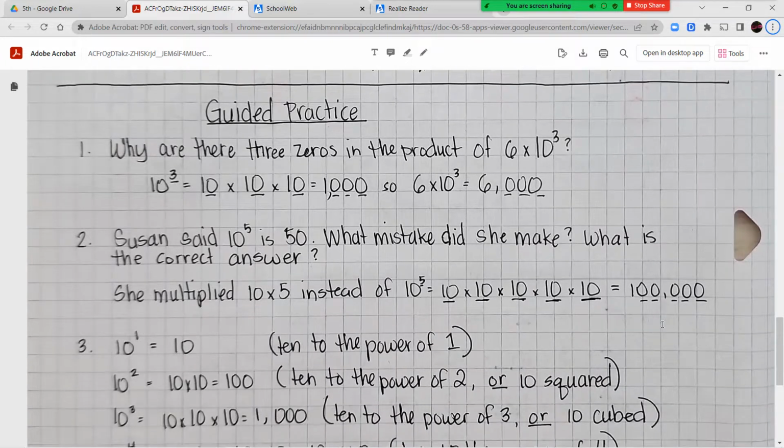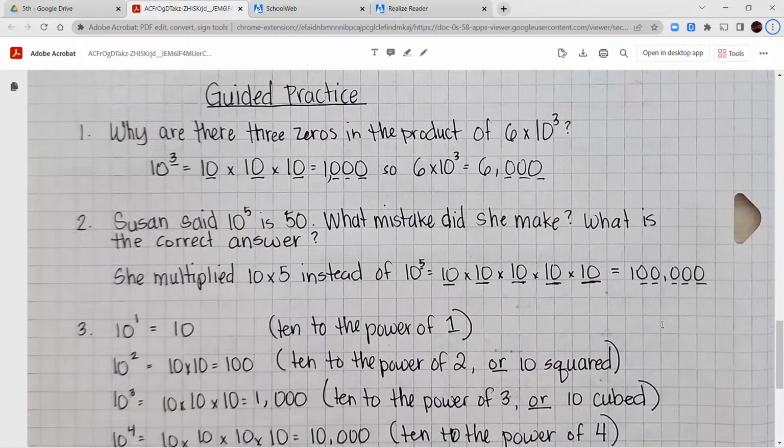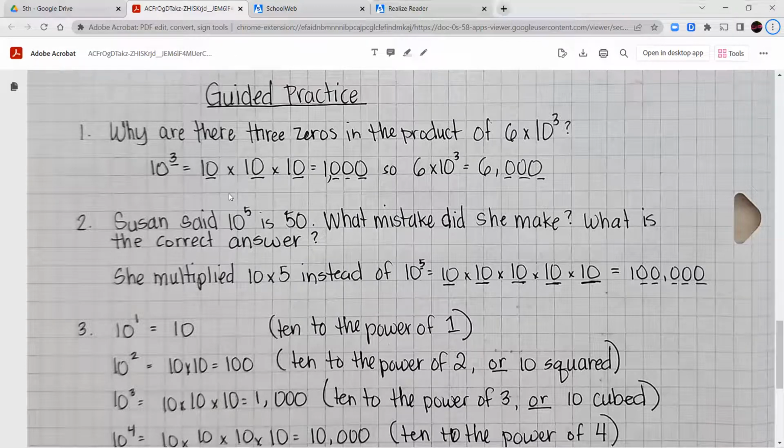Next, let's jump into our guided practice. Your first guided practice question asks, why are there 3 zeros in the product of 6 times 10 to the power of 3? Well, we know 10 to the power of 3 tells us that there are 3 zeros after that 1, because it's 10 times 10 times 10. So 6 times 10 to the power of 3 is 6 times that 1,000, or 6,000.